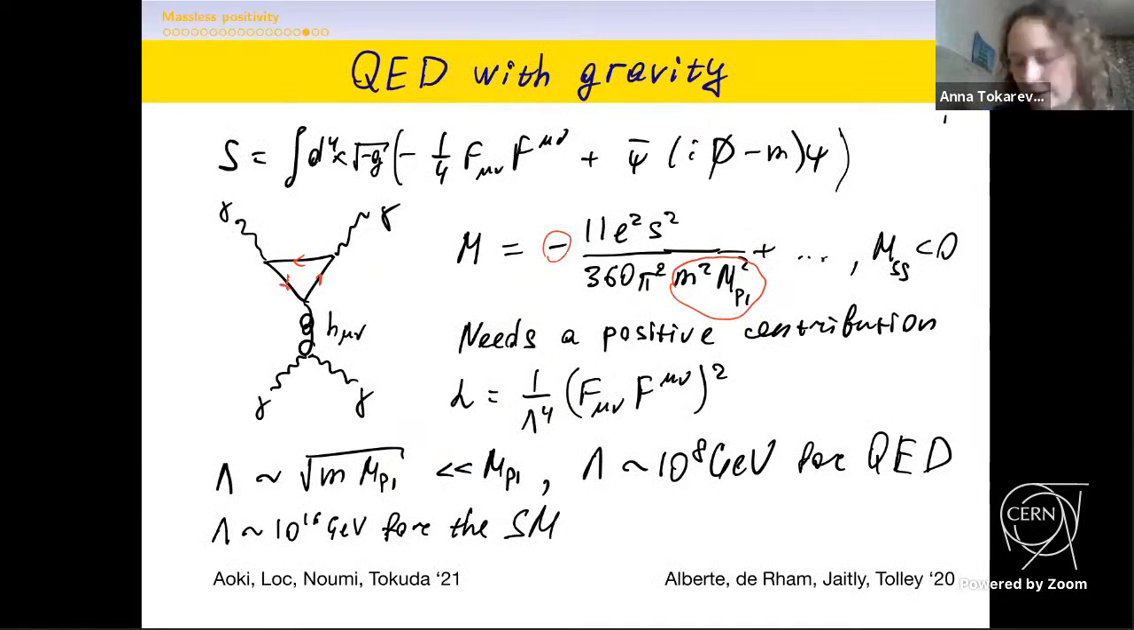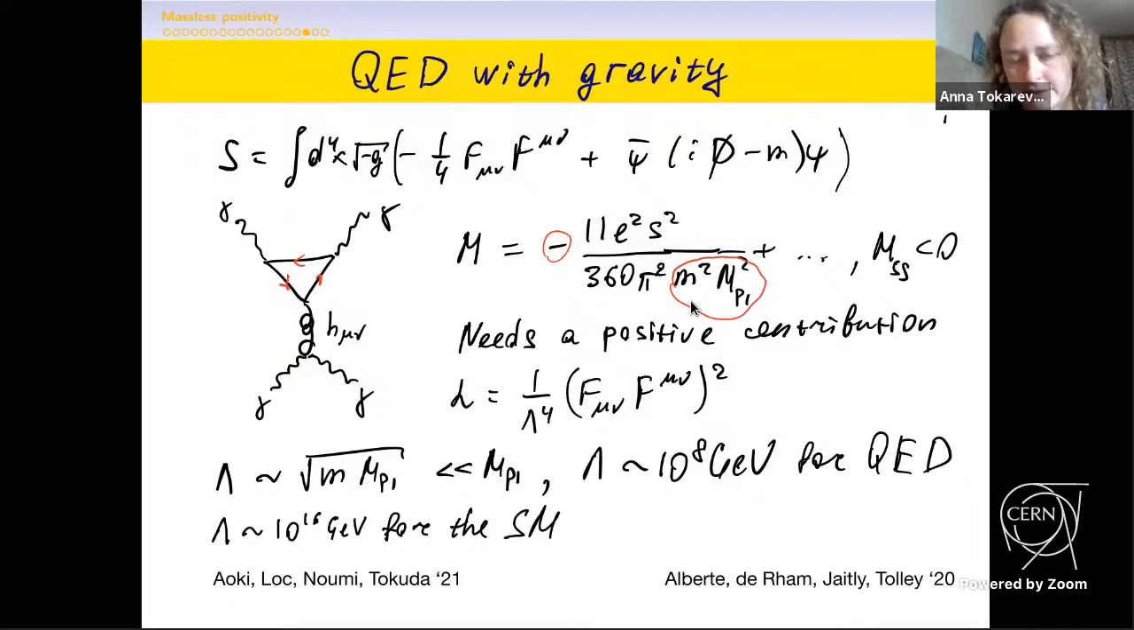More interesting constraints can be obtained in more complicated theories, and in a recent work by Tolli, De Rama, Alberto, and Jaitley, it was shown that quantum electrodynamics with gravity contains in the scattering amplitude this kind of diagram when fermion loops are considered, and it has a negative contribution for a squared term, which actually contradicts positivity bounds.